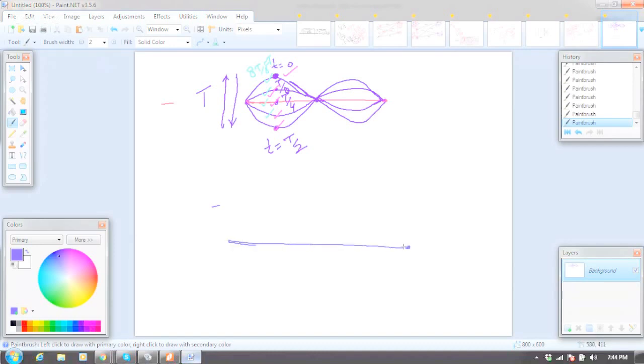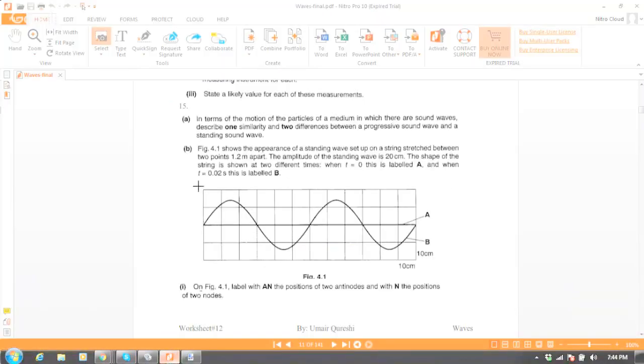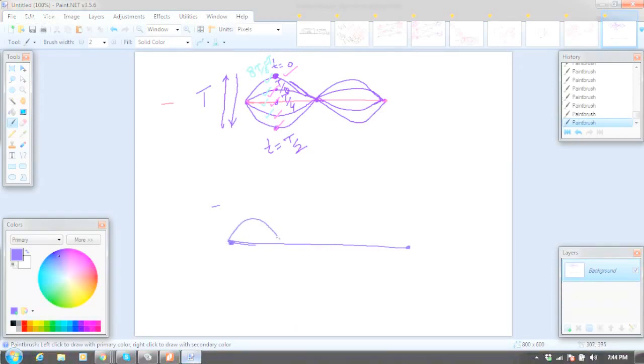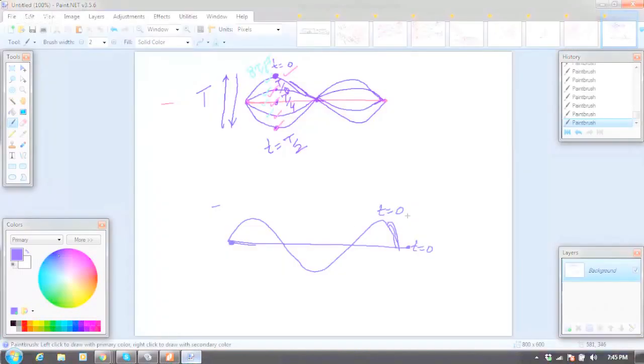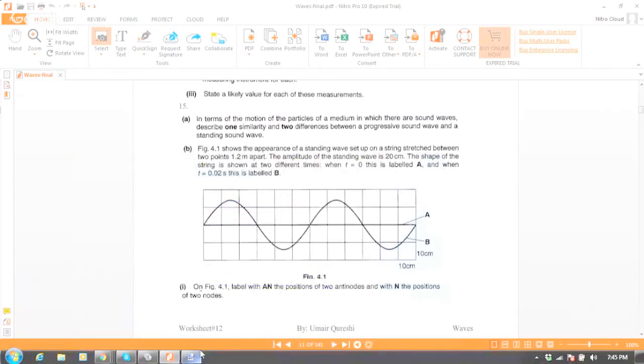So this is a straight line, and second, it says that at t equal to 0.02 seconds it is labeled as B. So look at the pattern of B. So next position is this one, right? So sorry, this is at time 0 and this is at time 0.02 seconds. Then in the next part the question asks on the figure.